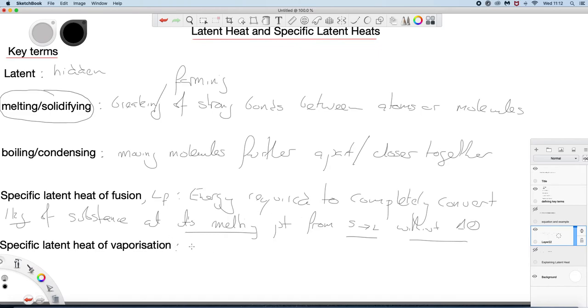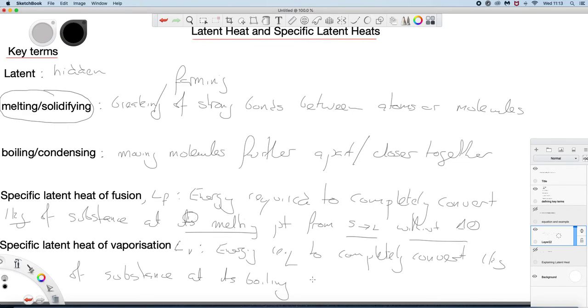Vaporization, well, this is L subscript v, and that is the energy required to completely convert 1 kilogram of substance at its boiling point from liquid to gas without change in temperature.